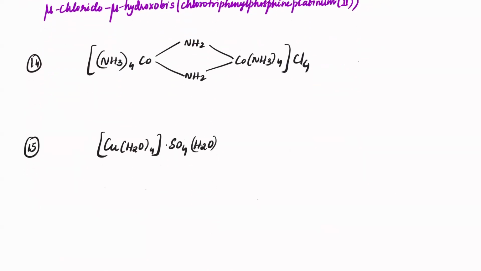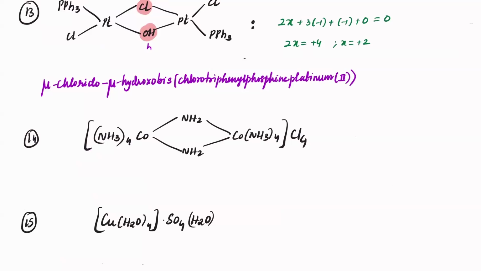See the next one. Another complex form, same type. This is NH2 NH2, so you can write it as mu comma mu diamine. Now this is amido. Please remember that this is not amine. It is not complete NH3. It is NH2 minus. So this is amide. So diamido. Mu comma mu diamido.